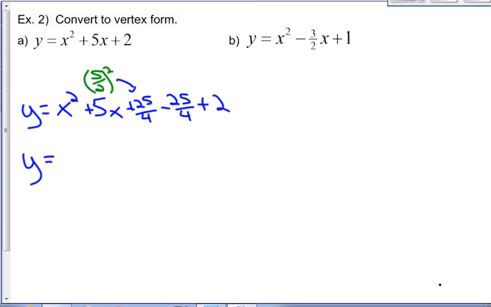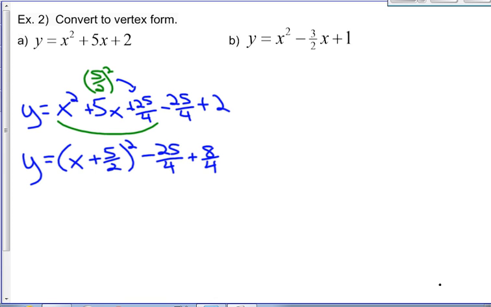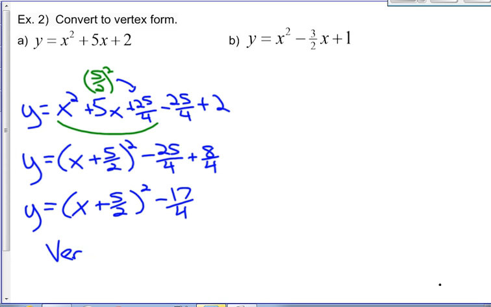Okay, automatically I know that these first 3 terms are a perfect square trinomial. So I just take half the middle, x plus 5 over 2 squared, minus 25 over 4, plus, I'll need a common denominator, so I'll call that 2, 8 over 4. And that gives us negative 17 over 4. Okay, so that's where the vertex is, at negative 5 over 2, or negative 2.5, and negative 17 over 4, or negative 4.25.